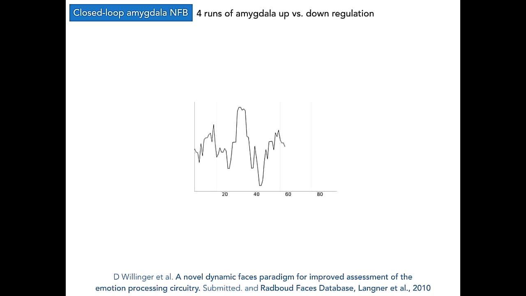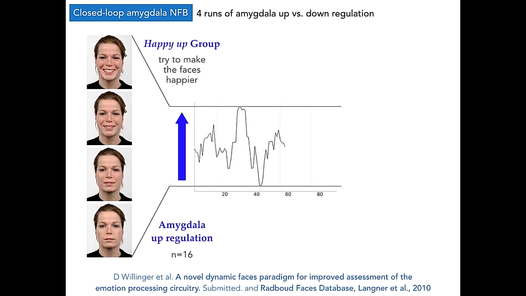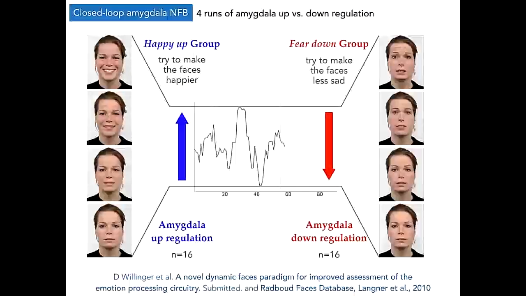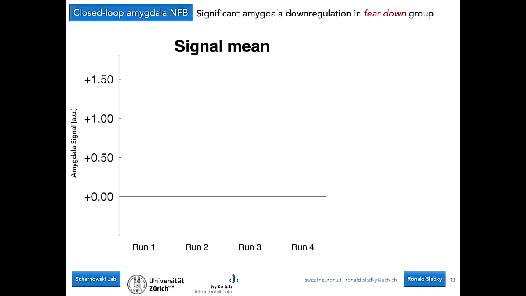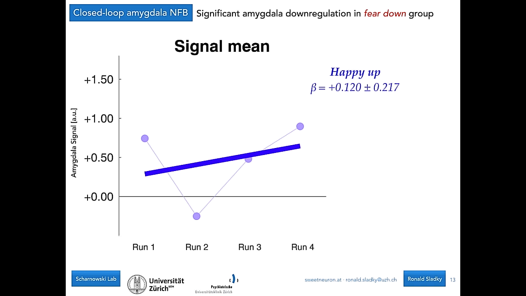Their instruction was to up or down regulate the amygdala, that is, make the faces happy, with 16 subjects in the happy up group, or down regulate the amygdala, making those fearful faces less fearful. What we did observe was a slight upregulation in the happy up group over the 4 runs within 1 session. Remember, even though it's a training study, it all happened within 1 hour.